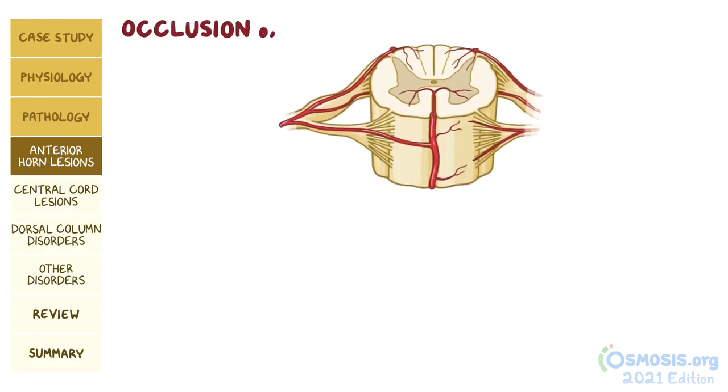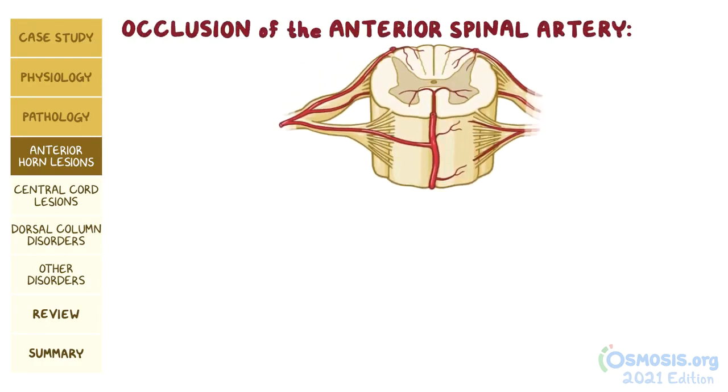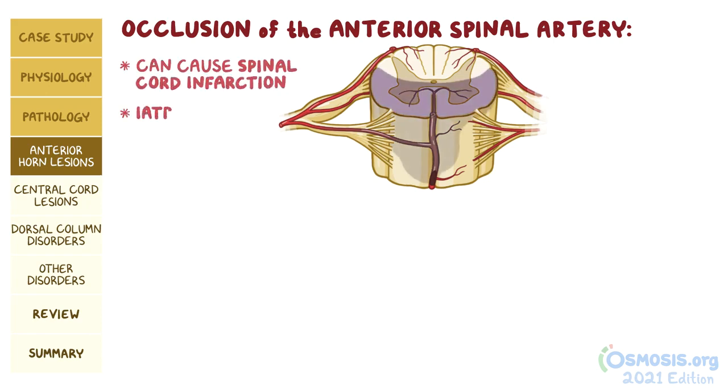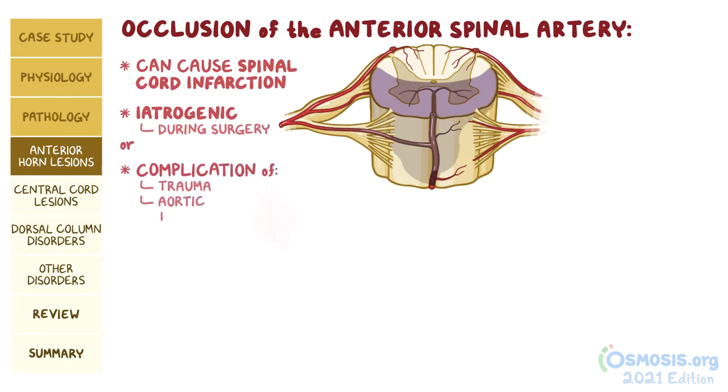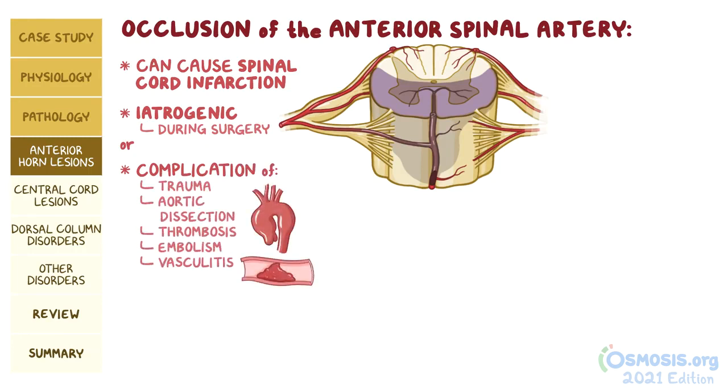Moving on to occlusion of the anterior spinal artery. This can cause a spinal cord infarction and can be iatrogenic, such as during surgery for aortic aneurysm repair. It may also occur as a complication of trauma, aortic dissection, thrombosis, embolism, vasculitis, and severe hypotension.